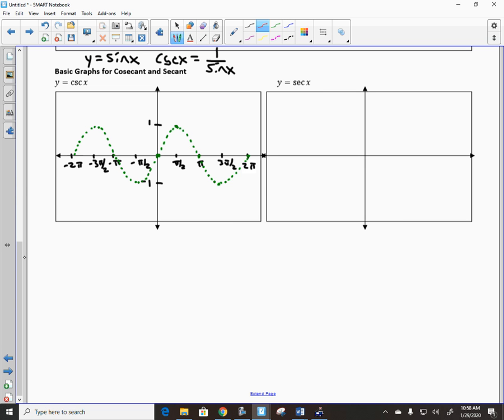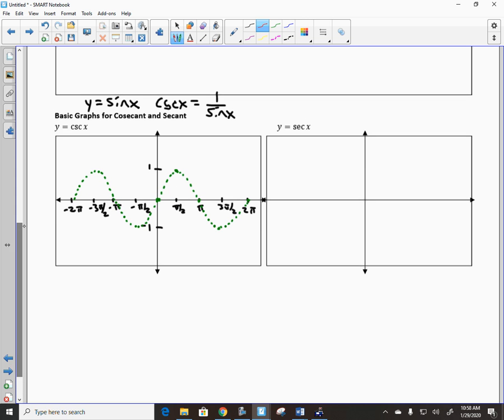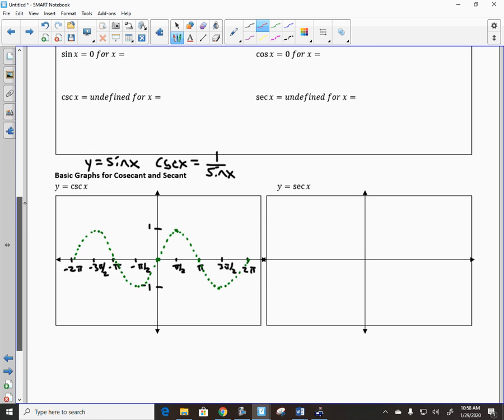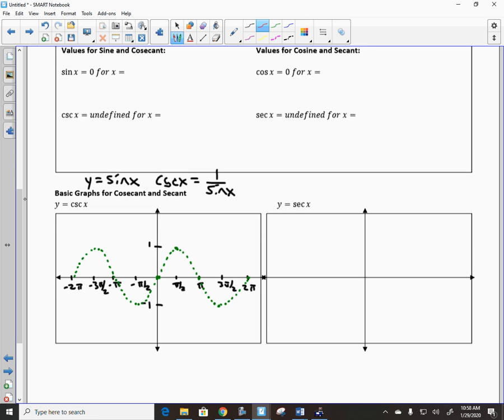The next step is to consider what it means to be a reciprocal. Look at this sine graph. Where is sine equal to 0? Where does the sine graph cross over the x-axis? For what values? 0, pi, 2 pi, and so on and so forth. Everybody agreed?